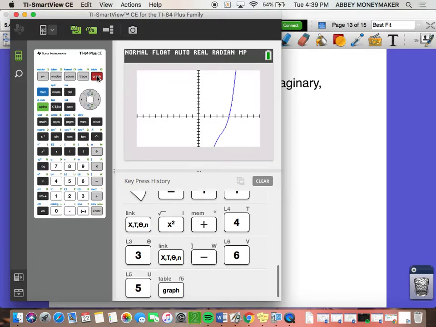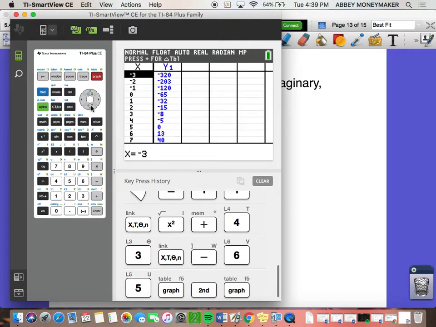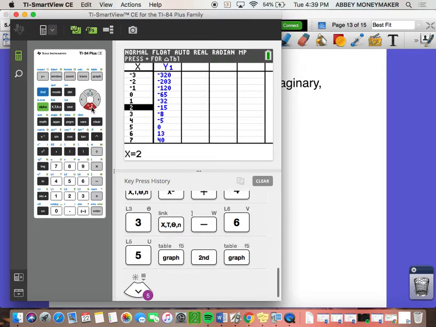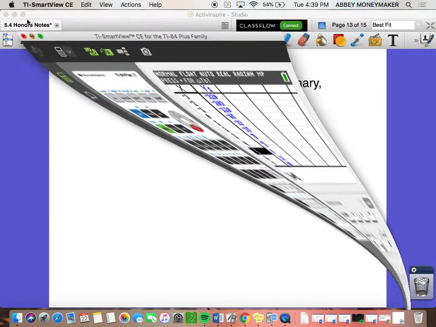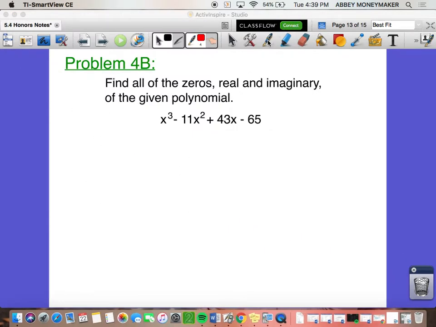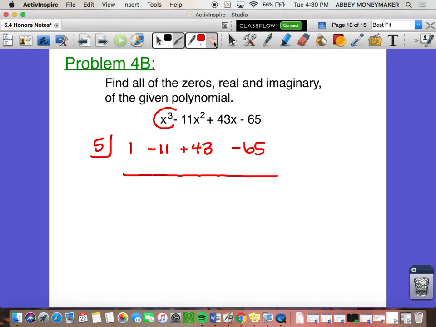Okay. So we can see here it only crosses the x-axis one time, and it crosses at 5. So what I'm going to do is synthetically divide out 5. And that makes sense, right? Because our highest power is 3. So it only crossed at one real solution. That means the other 2 are imaginary, because remember, imaginary solutions come in pairs. So we're going to do synthetic division with the 5. That's nice, we only have to do it one time.